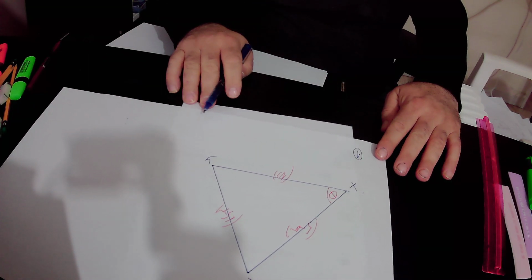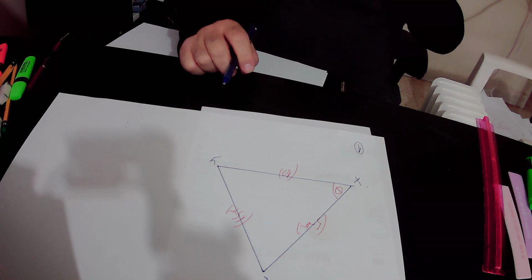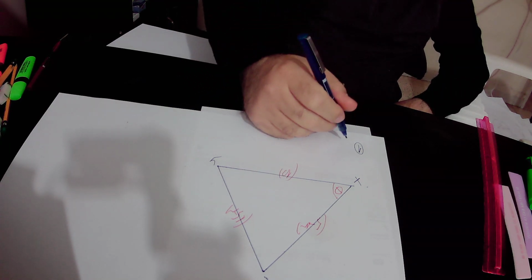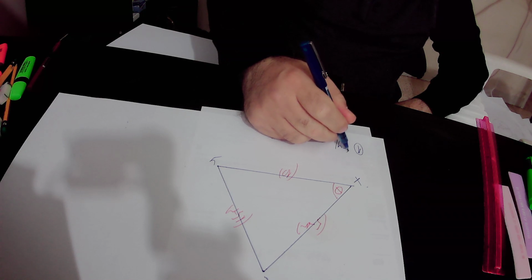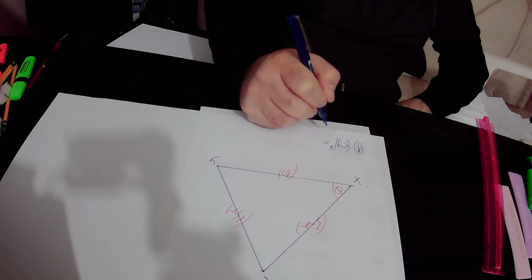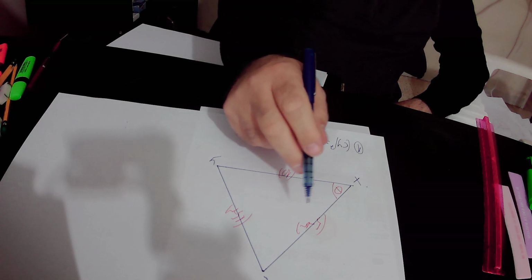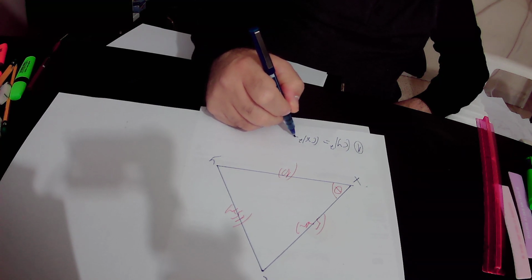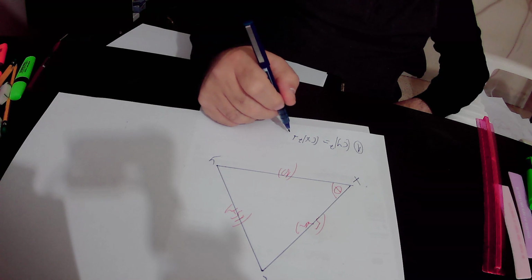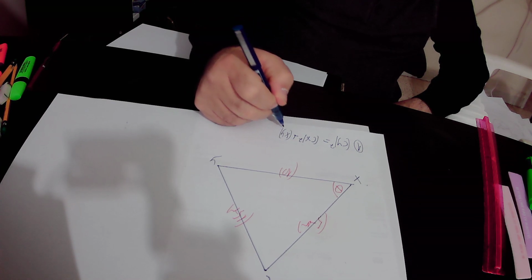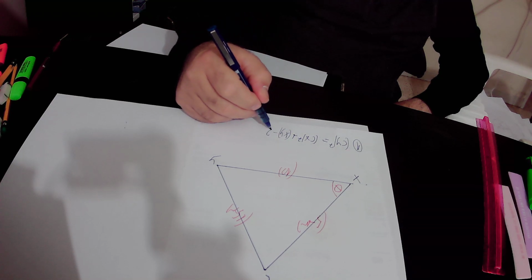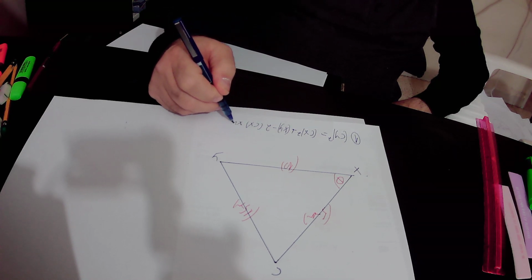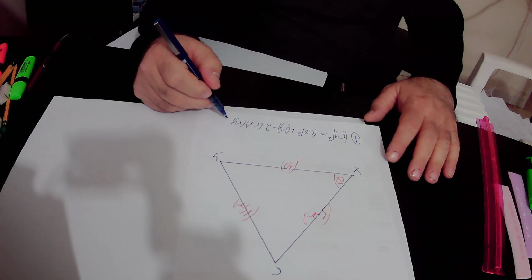According to equation number 1, we will get CY squared is equal to CX squared plus XY squared minus 2 times CX times XY times cosine theta.